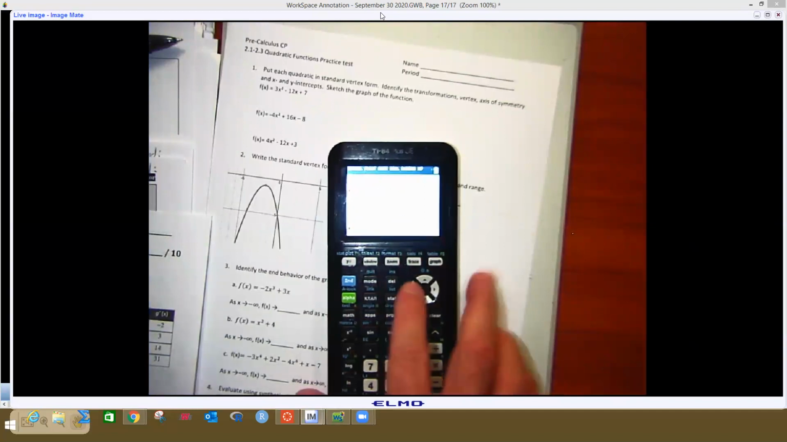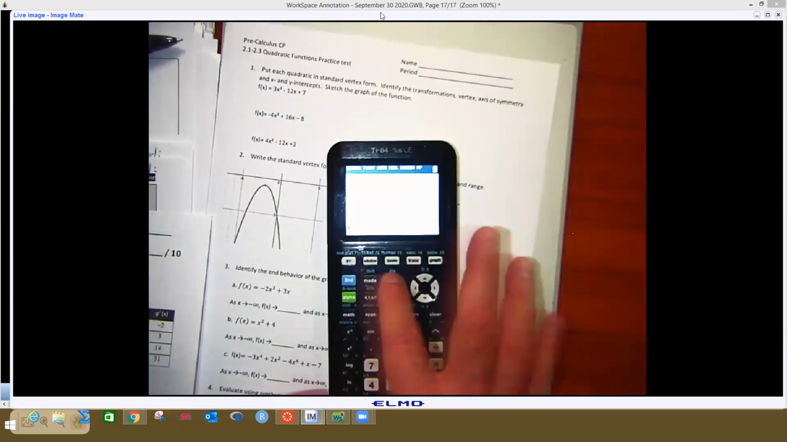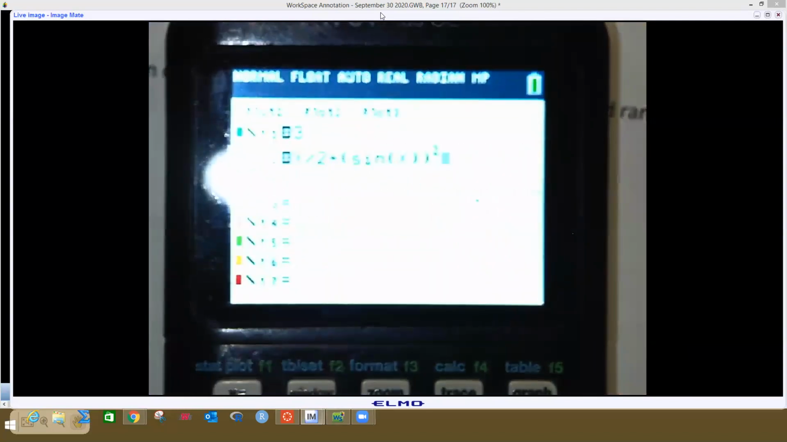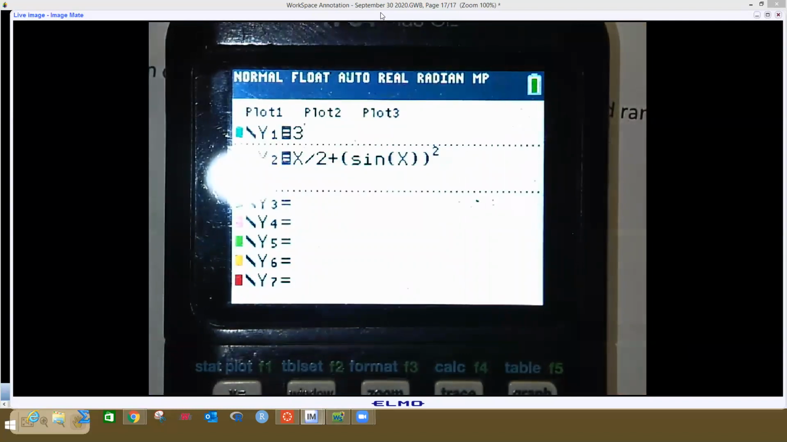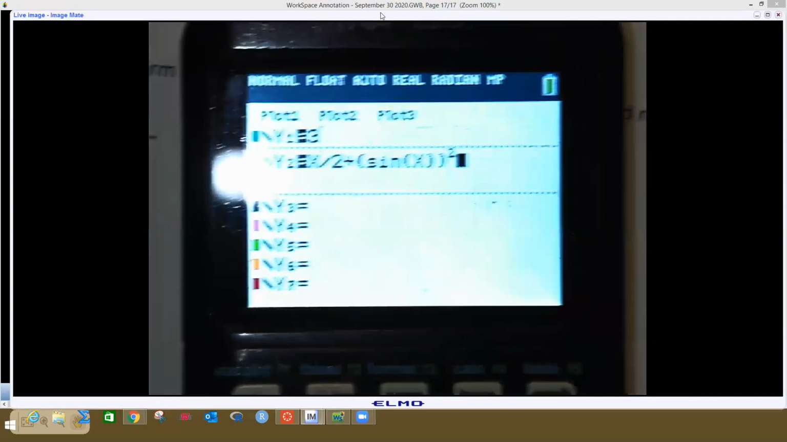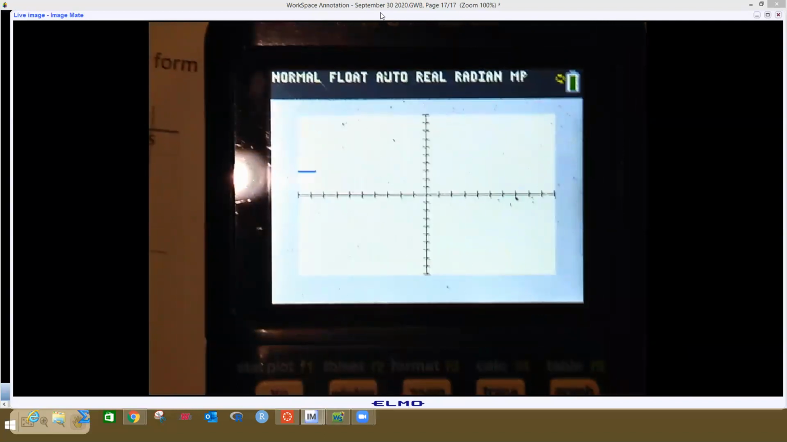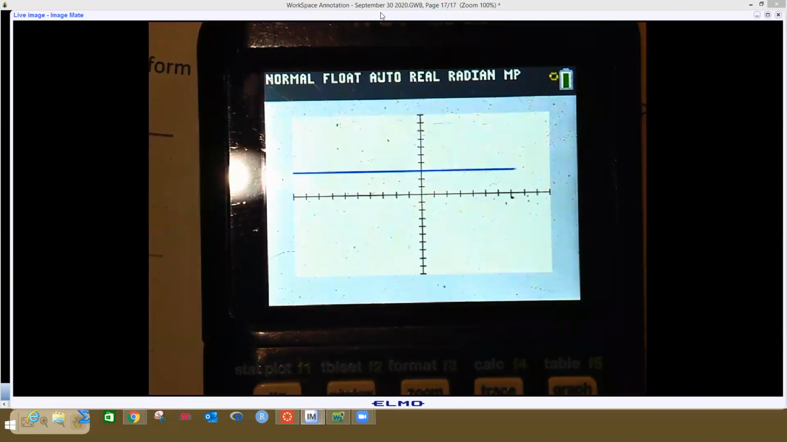Okay, so I got to put sine x in parentheses, and let me zoom in so you can see. So I put those in there, but I have to use x because on this problem and this calculator, you can't use y. It won't work because you've got y's on the other side. Okay, so I'm going to graph this. So there's my y equals 3, and here comes my funky function.